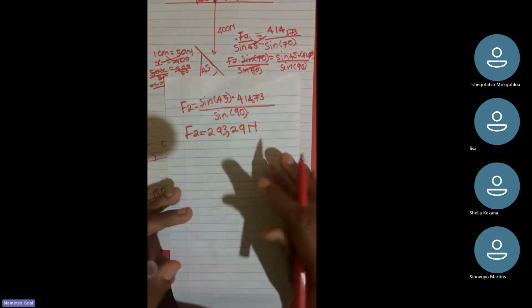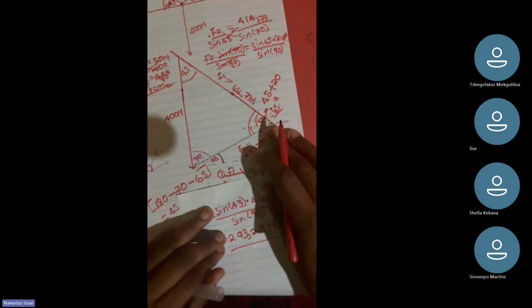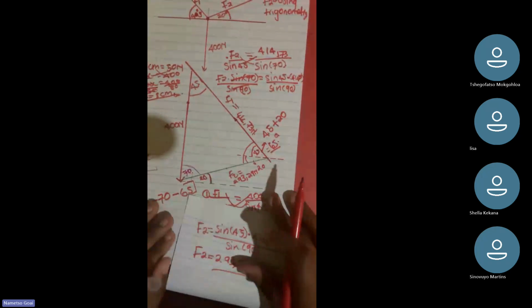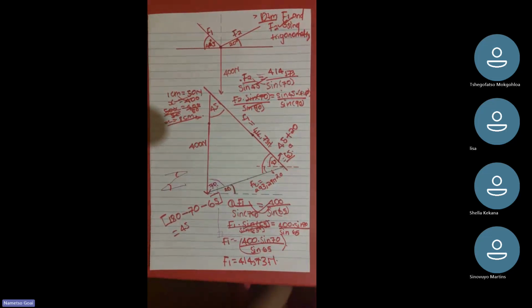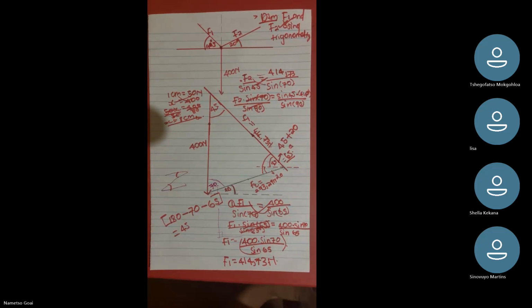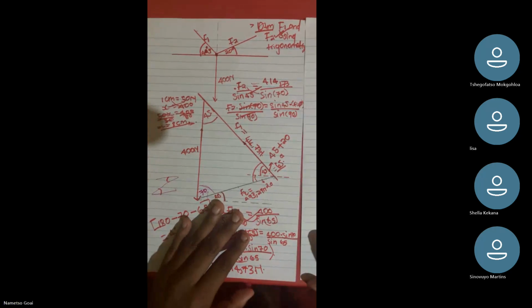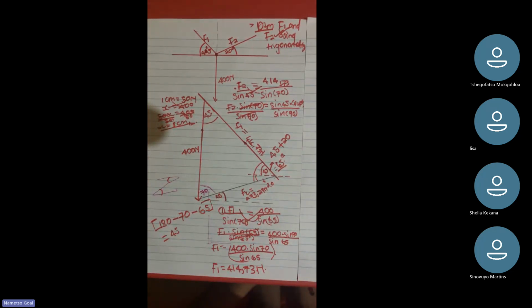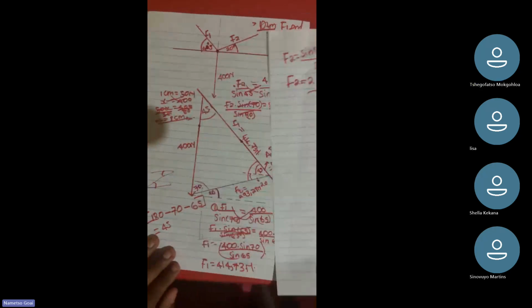So this would be your F2, which is 293,29 Newton, right? So we found our F1, we found our F2, we answered our question. Does everybody understand this? Does this make sense? Yes, ma'am. Are you guys certain? Okay, well, we will be doing more questions based on this, but not now.